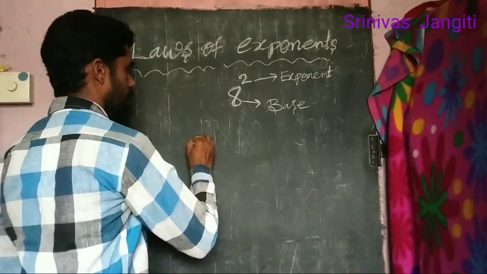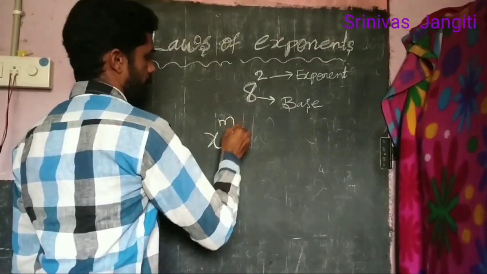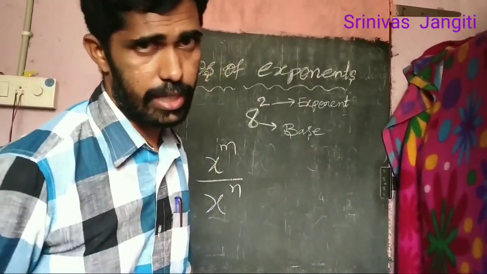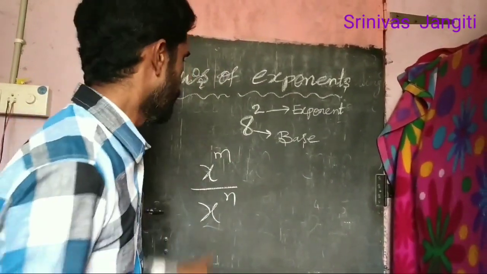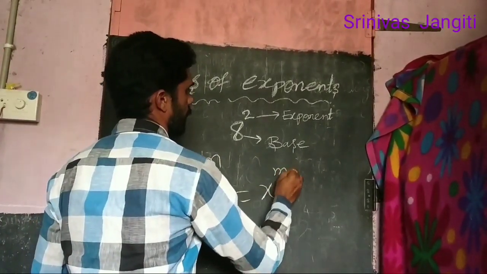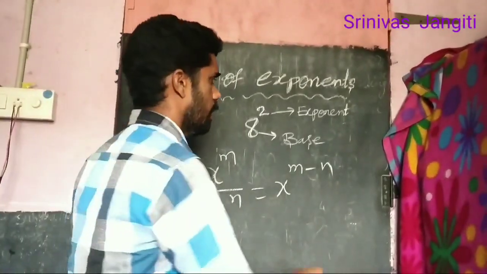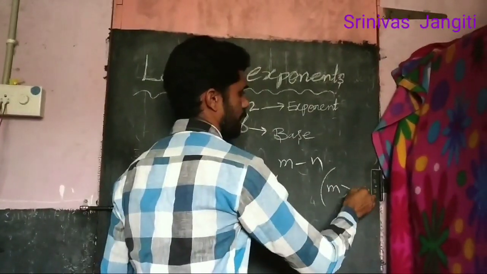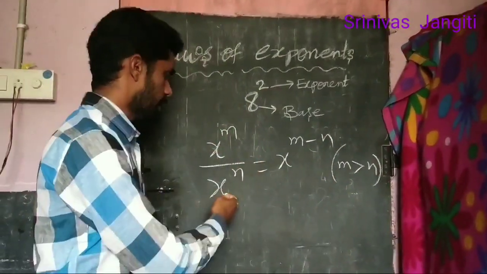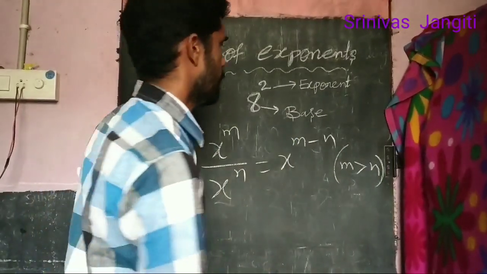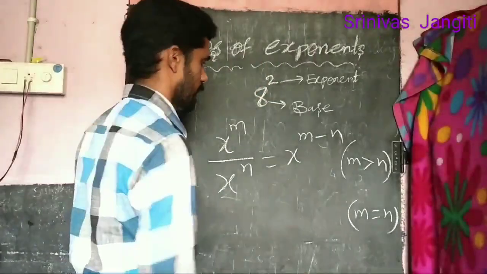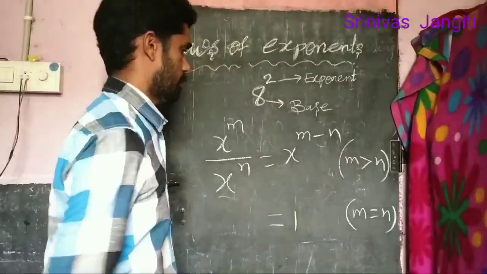Now the second one: x to the power of m by x to the power of n. The answer is x to the power of m minus n, when m is greater than n. Then x to the power of m by x to the power of n is equal to x to the power of m minus n. Sometimes m is equal to n, and then automatically the answer is 1.